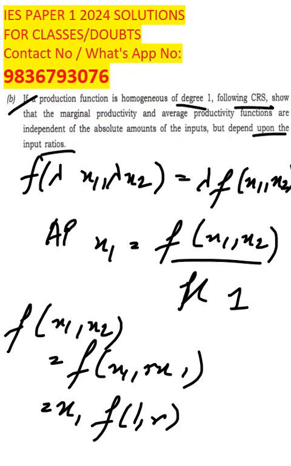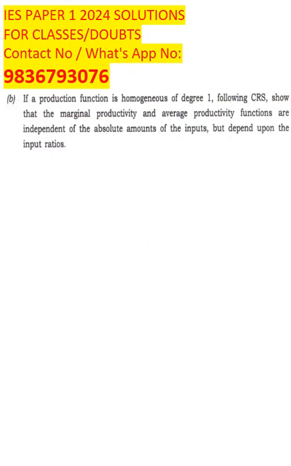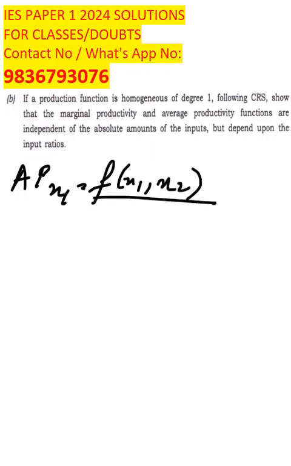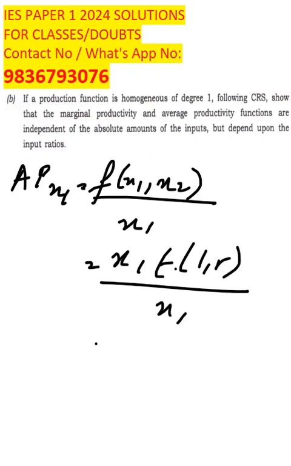So then what will be my average productivity? My average productivity will look like f(x1, x2) by x1, so that is x1 f(1, r) by x1, so that is f(1, r). Okay, so average productivity depends only on the ratio x2 by x1, not on the absolute value.